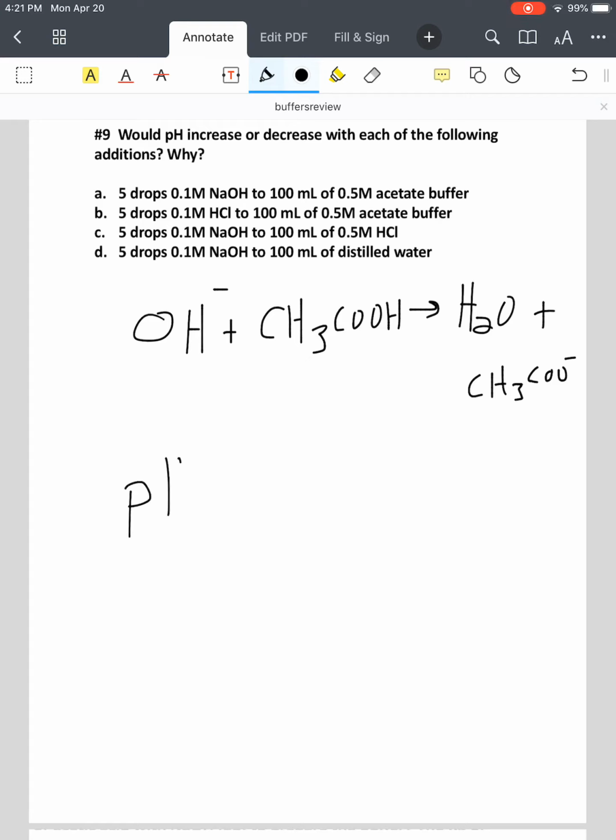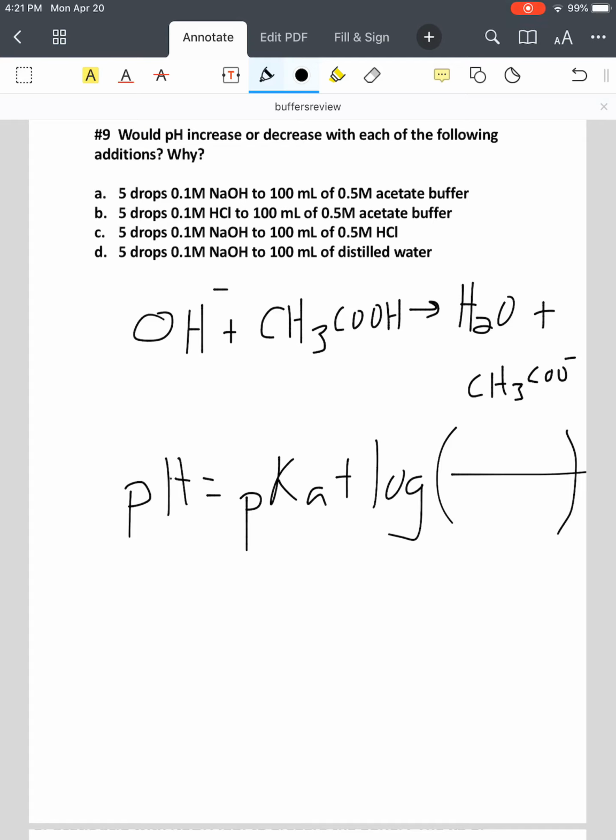Now we've learned the Henderson-Hasselbalch equation. It's very useful for predicting the pH of buffered solutions. We said that the pH of a buffered solution can be given by the pKa of the acid form plus the log of the ratio between the molarities or molar concentrations of the base form divided by the acid form. So what's going to happen in this case?